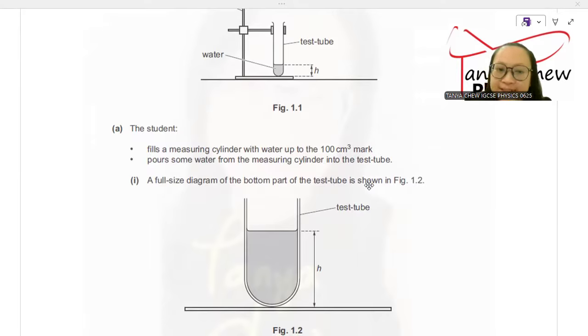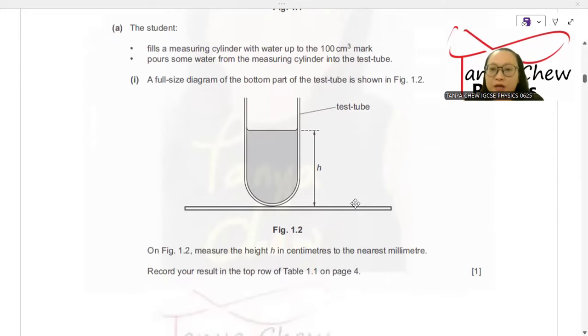First part, a full-size diagram of the bottom part of the test tube is shown in Fig 1.2. On Fig 1.2, measure the height h in centimeters to the nearest millimeter. Record your result in the top row of Table 1.1 on page 4. Before you do your measurement, I would strongly advise you to print out this past year paper. Whenever you want to print out any paper 6 past year paper, remember to set the setting on your printer. Print it in actual size so that your measurement will be almost similar to the mark schemes.